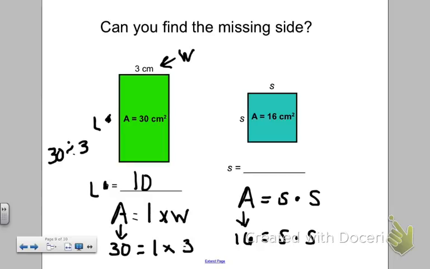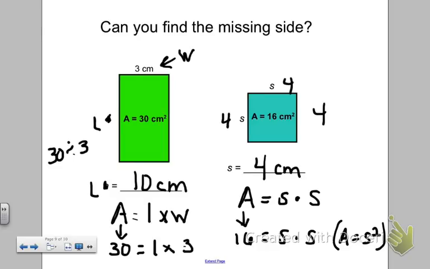Here you have to think, what number times itself, or what number squared is going to give you 16? Let's see, 2 times 2, that's 4. 3 times 3, that's 9. 4 times 4, well, there's your 16. 4 is the missing side because 4 times itself, 4 times 4, is going to give you 16. Don't forget that every side in a square needs to be exactly the same. So this is 4, this is 4, this is 4, this is 4, and that's why that works out, because 4 times 4 will give you that area of 16.